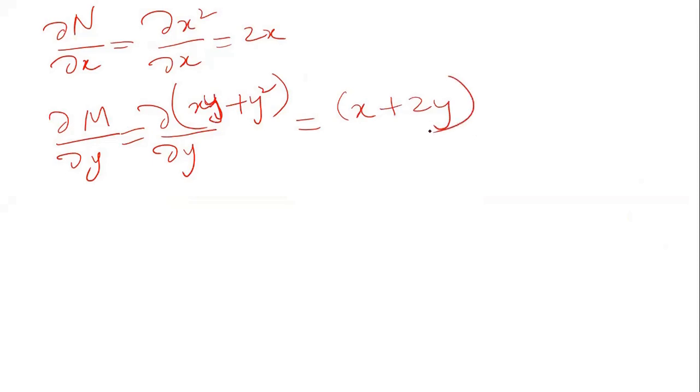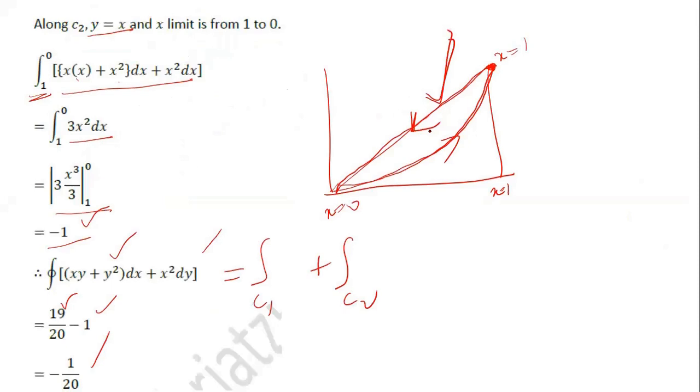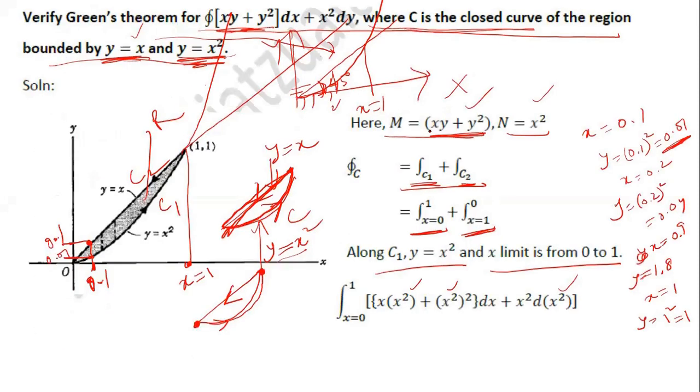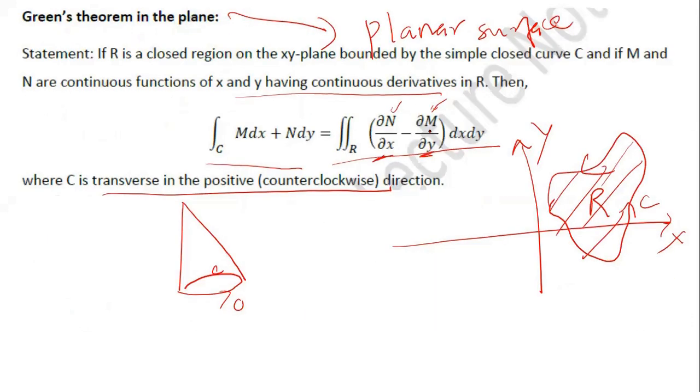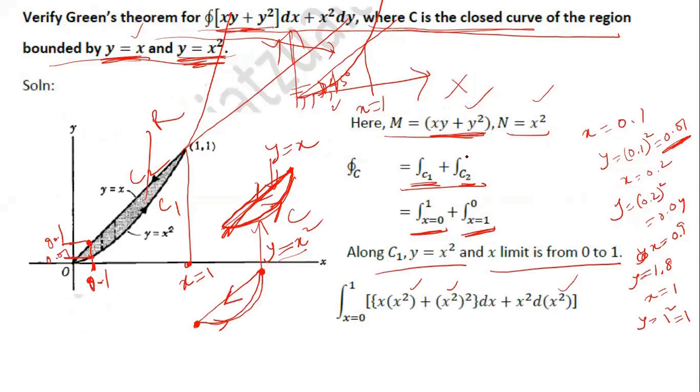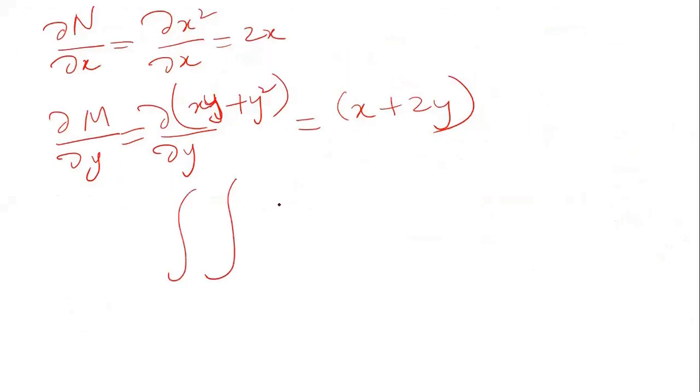Okay, now you have to integrate over this plane using this formula. You have to integrate x plus 2y dx dy over the plane. So in order to perform this integration here, we have to use what is called the parametric method. I think I've explained it in my notes, so please go through it.